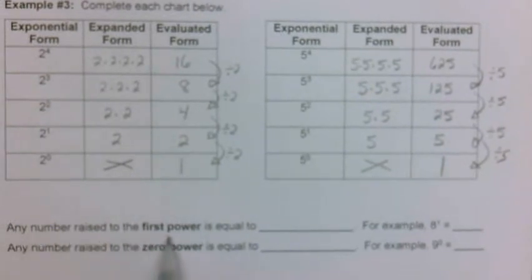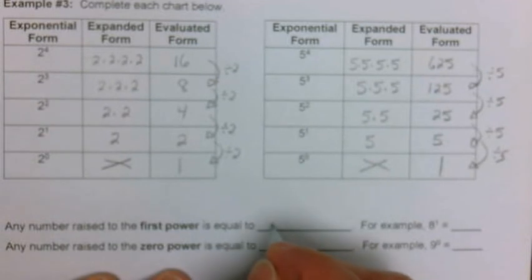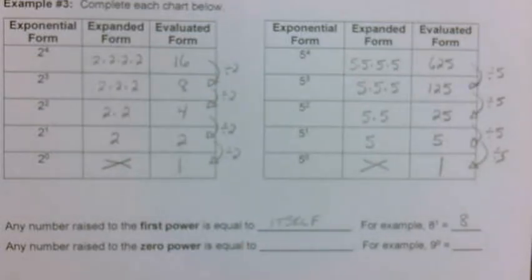Any number that's raised to the 1st power, 2 to the 1st, 5 to the 1st, well, 2 to the 1st was 2, 5 to the 1st was 5. Any number raised to the 1st power is equal to itself. So 8 to the 1st is going to be equal to 8.